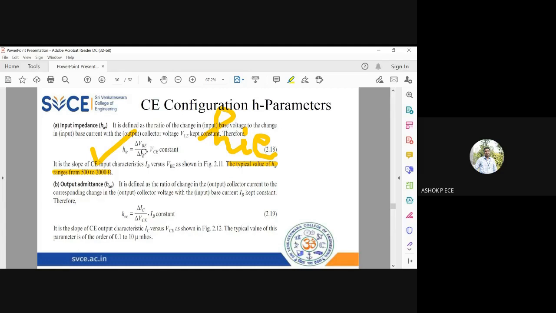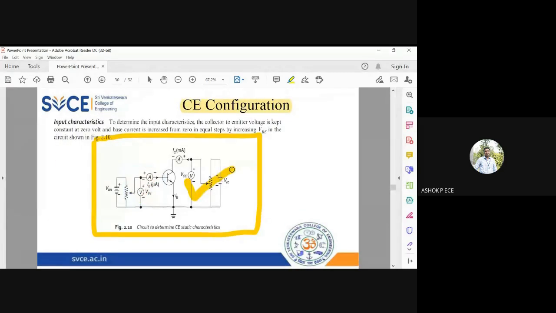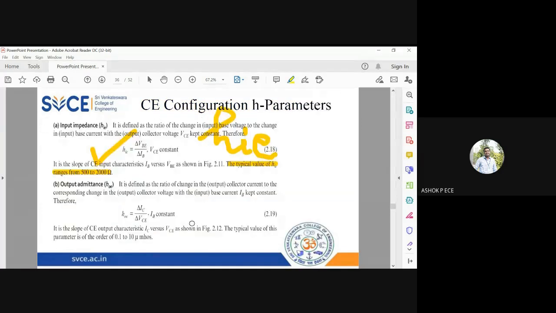Next one, output admittance. I'll go back to the diagram. At the output side, admittance is the reverse of impedance. Admittance is I by V. Output side, the current is IC and the voltage is VCE. So IC by VCE at constant IB. Let us see whether what we are saying is correct. Yes, it is called HOE. H is hybrid, O is output admittance, and E is common emitter. So delta IC by delta VCE at constant IB. And the HOE value is 0.1 to 10 micro mho.